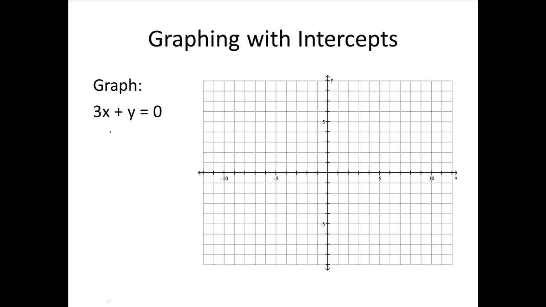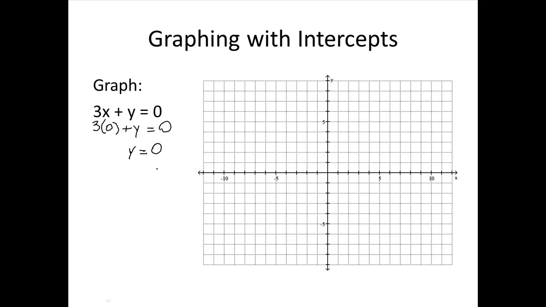We'll plot those points on our graph, and I've just included a grid here that looks like graph paper with an x-axis running horizontally, a y-axis running vertically. The scale is 1 on both. So let's start by plugging in 0 for x. We'll have 3 times 0 plus y is equal to 0. We know 3 times 0 is 0, so we just get y is equal to 0.